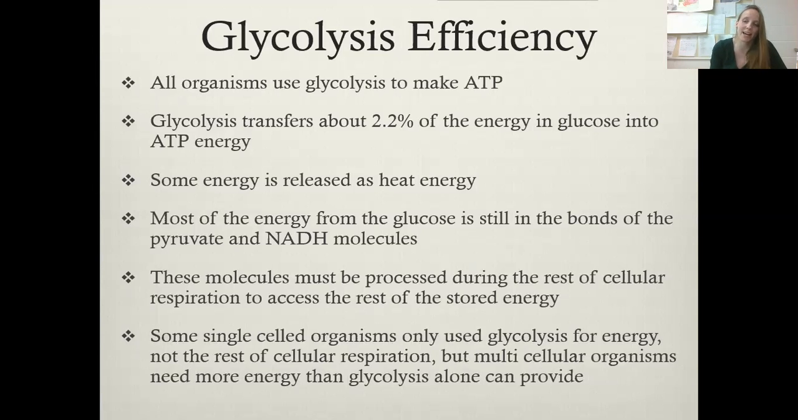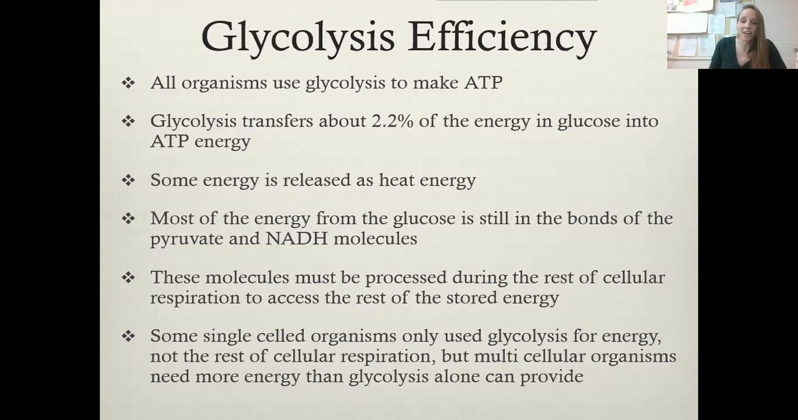Remember, they're carrying high energy electrons, just like the NADPH in photosynthesis. They're very similar in how they function. The one in photosynthesis just has a P in its name. So these molecules have to be processed through the next 2 steps of aerobic cellular respiration.